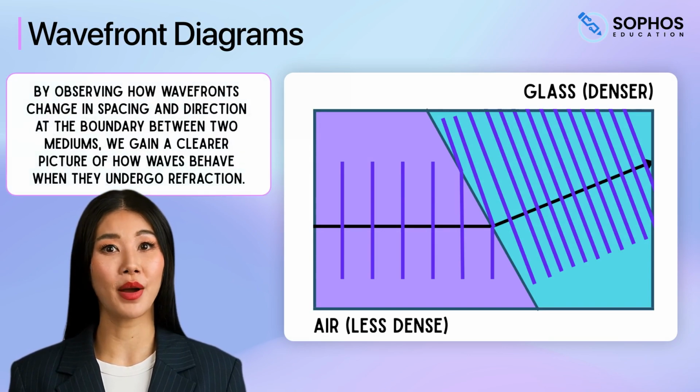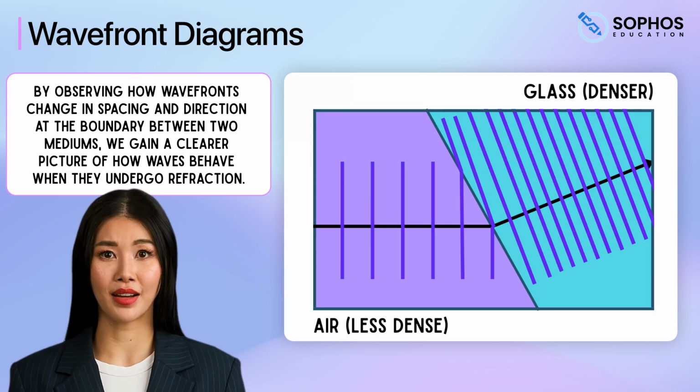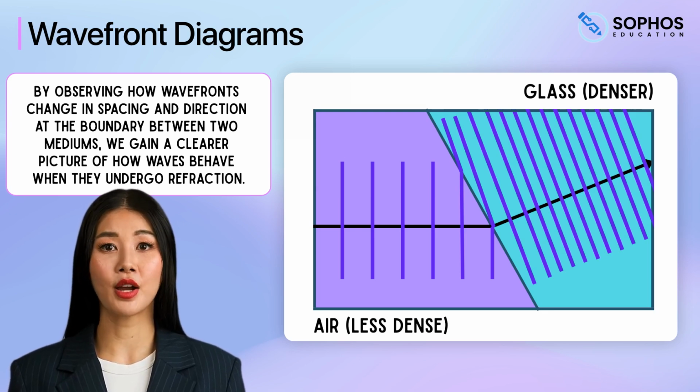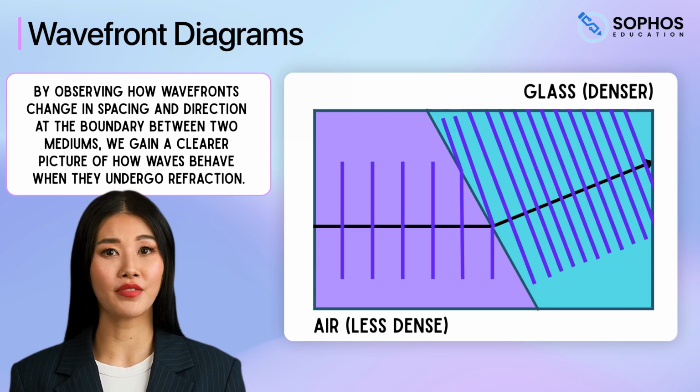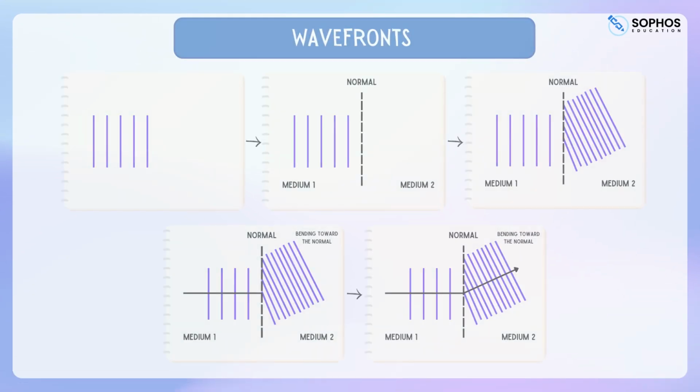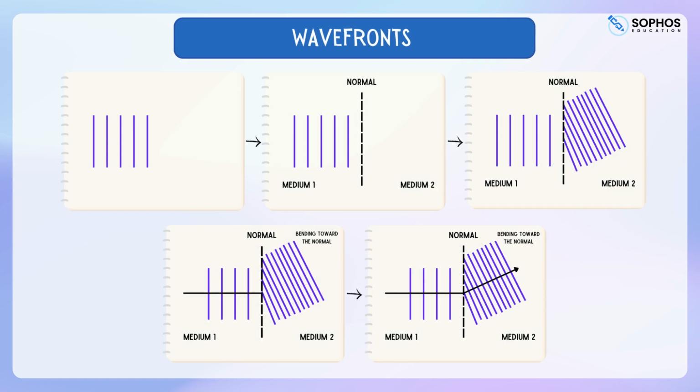By observing how wavefronts change in spacing and direction at the boundary between two mediums, we gain a clearer picture of how waves behave when they undergo refraction. In today's lesson, we delved into the use of wavefronts to represent refraction. We began by understanding wavefronts as imaginary lines connecting the crests of waves, which help visualize wave direction and speed.